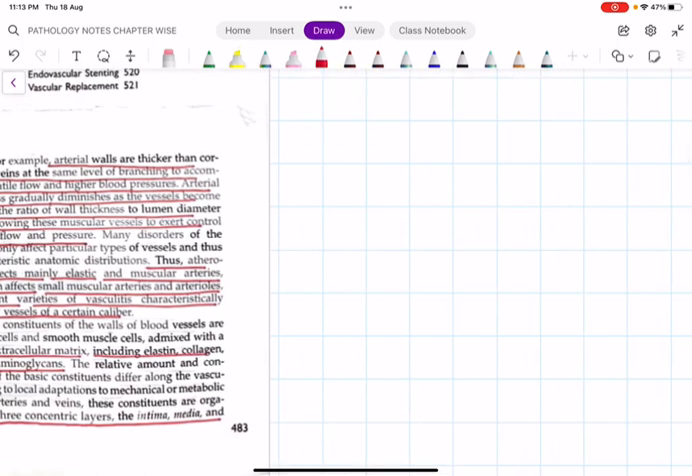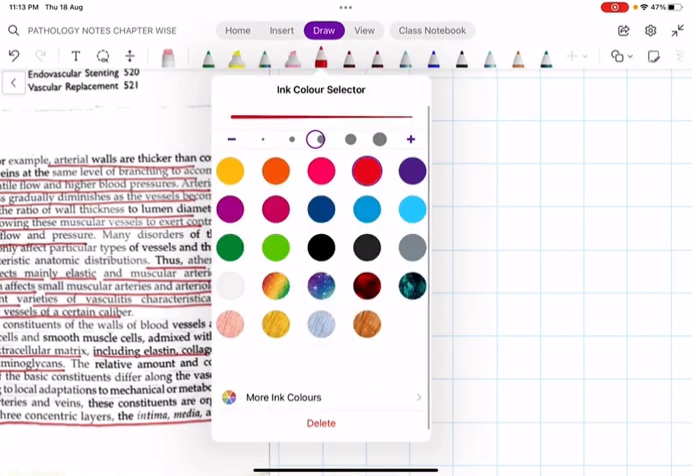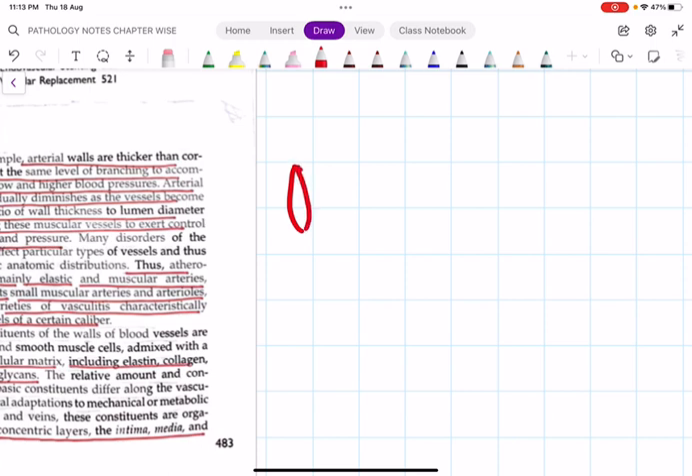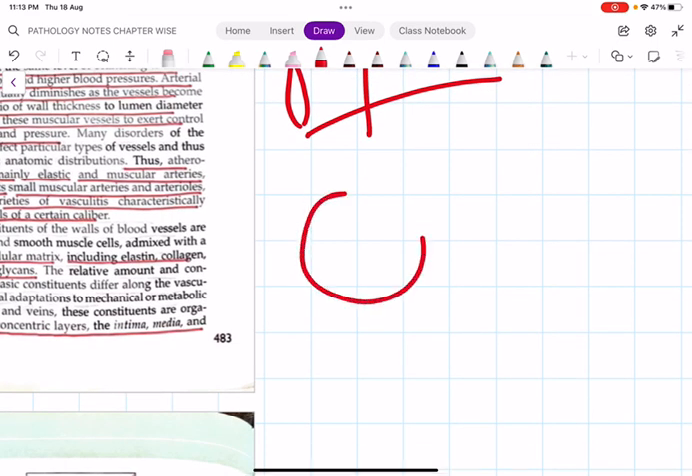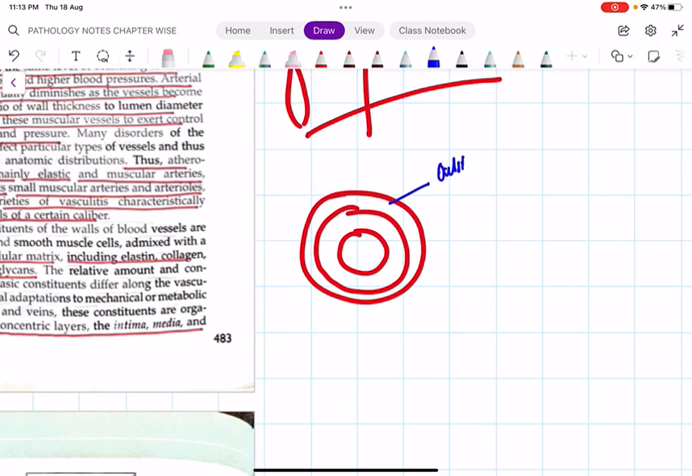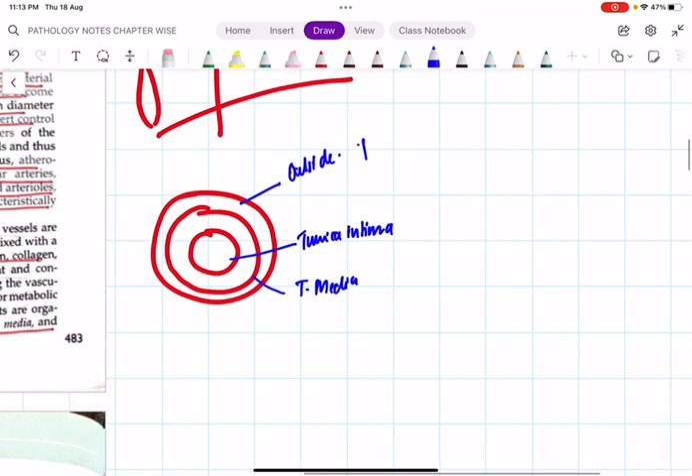Suppose I'm going to draw a blood vessel here. This is a cut section of the blood vessel. I'm going to take a cut section and draw it here. What are these layers? From inside to outside, we have tunica intima, tunica media, and this outermost layer is called tunica adventitia.